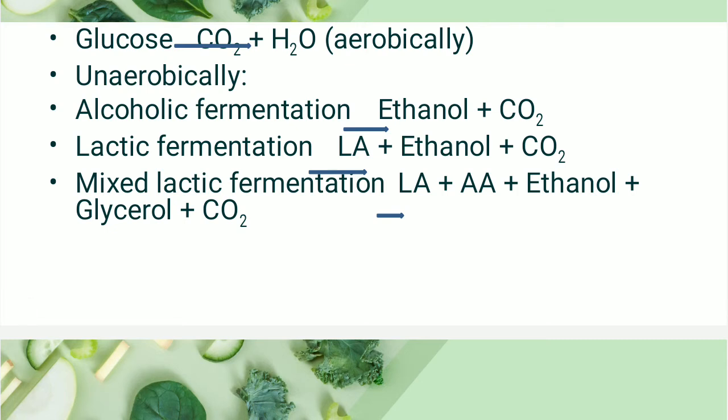Alcoholic fermentation: if there is an alcoholic fermentation of glucose, the products formed are ethanol and carbon dioxide. Lactic acid fermentation: lactic acid, ethanol, and carbon dioxide are formed. I have used all short forms to fit in the PPT slides. There will sometimes be mixed lactic acid fermentation wherein lactic acid, acetic acid, ethanol, glycerol, and carbon dioxide are involved as the byproducts.